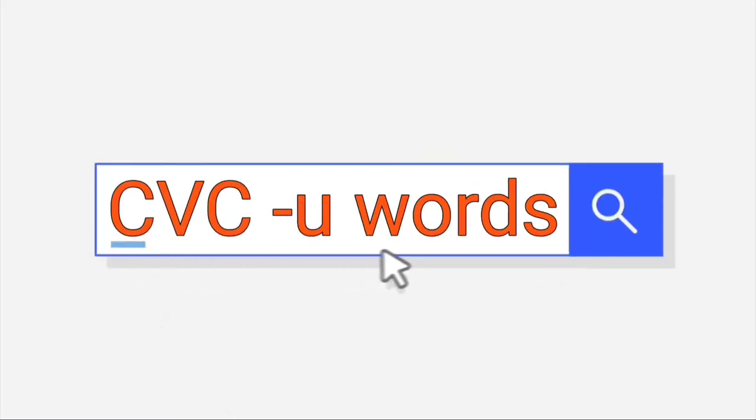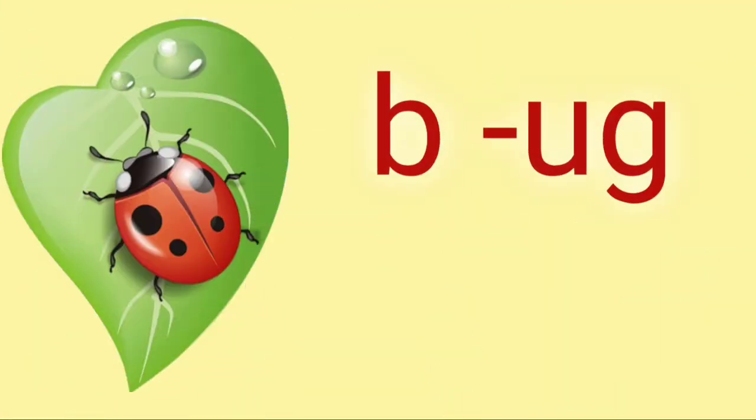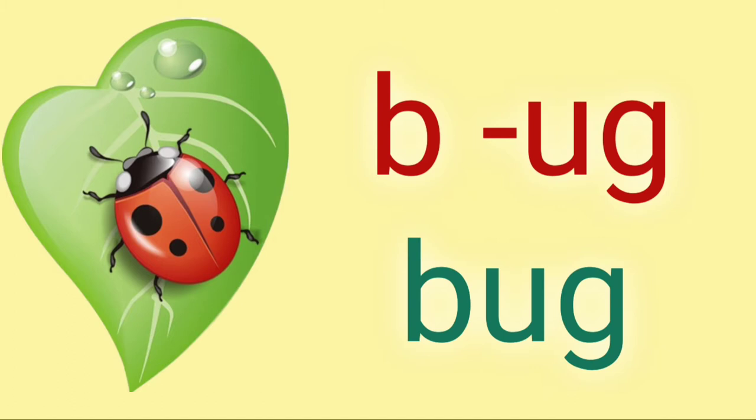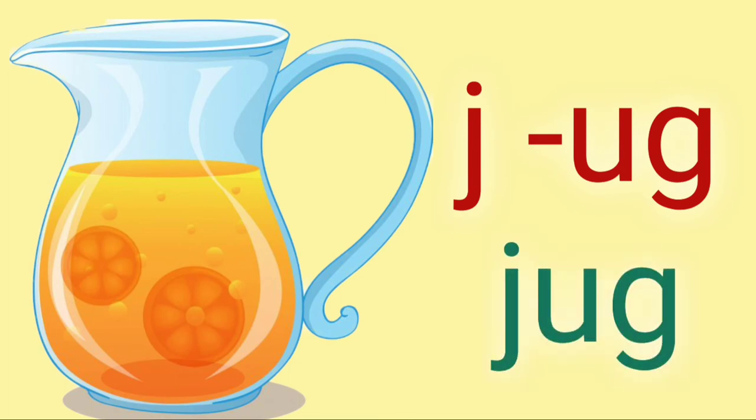CVC U words. Ug family. B-ug. Bug. A very small insect. Bug. J-ug. Jug. A large round container for liquids that has a flat base, a handle, and a very narrow raised opening at the top for pouring.